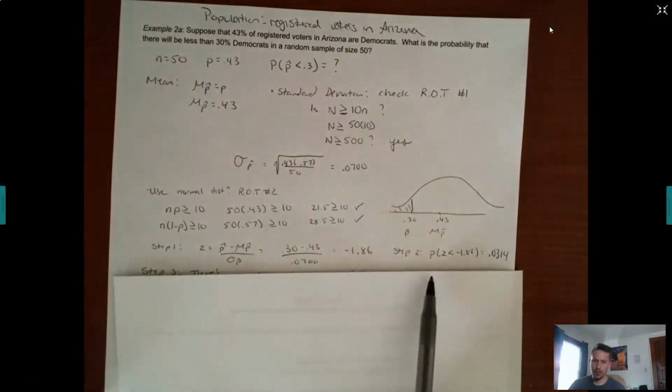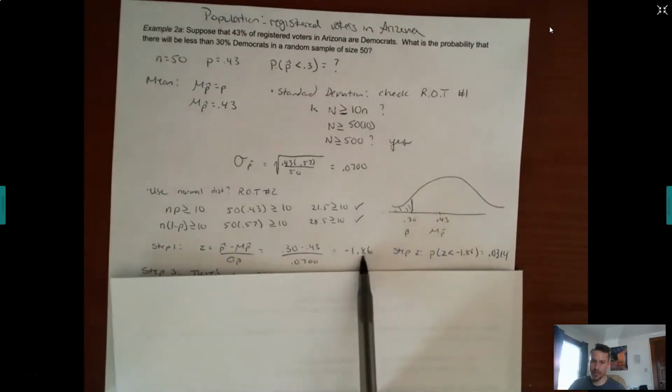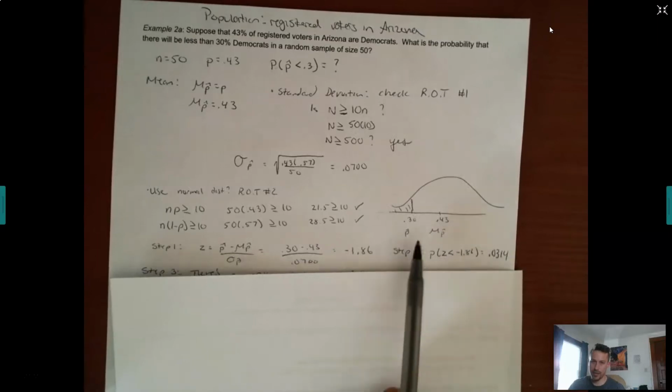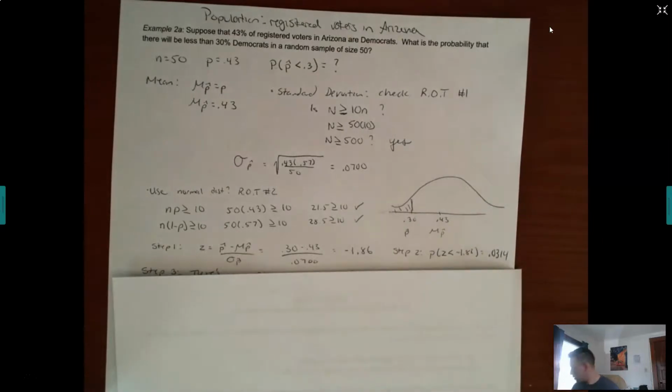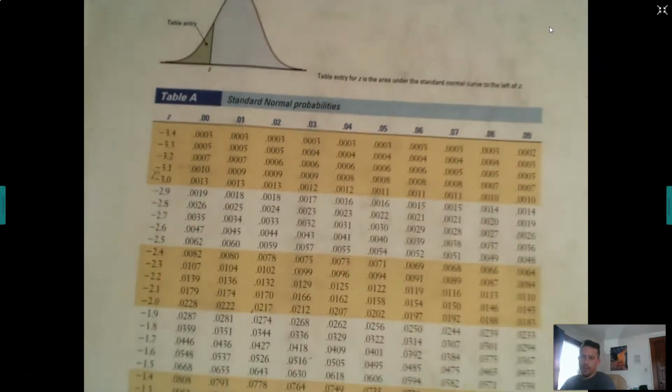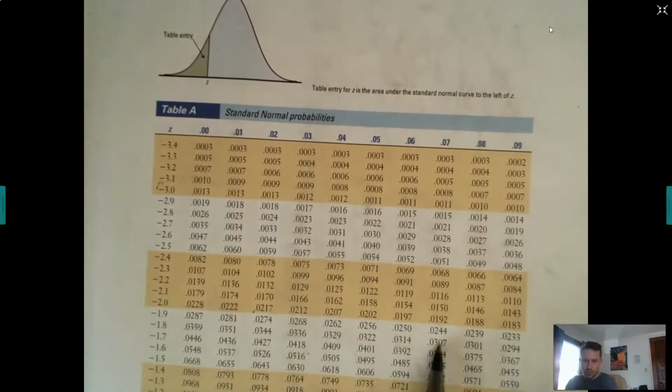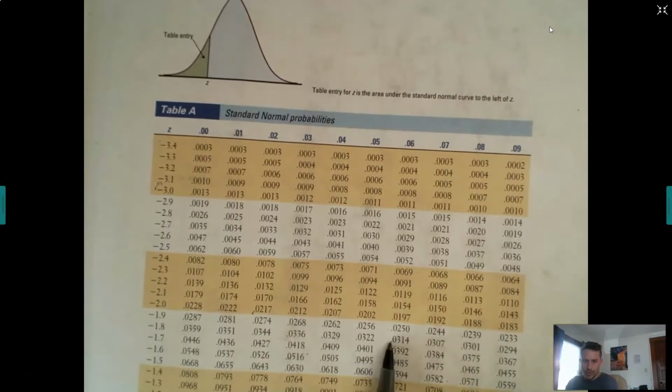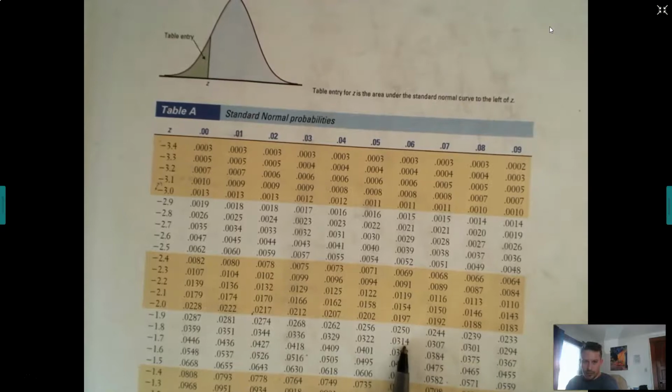Step 2, use table A to find the probability that Z is less than negative 1.86, because the Z here is negative 1.86. We want to the left of it. So we're going to use table A in our textbook, and we're going to go to negative 1.86. And of course, like I said before, this is online. Just Google Z table. Negative 1.86: 0.0314.